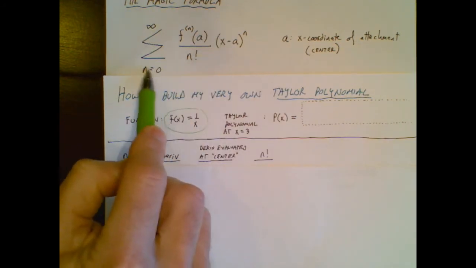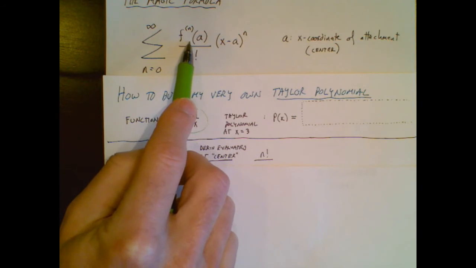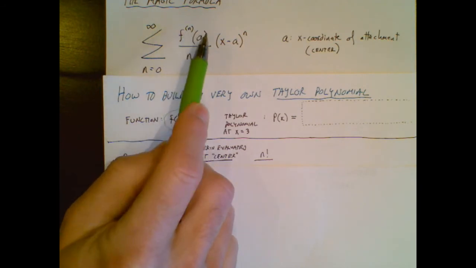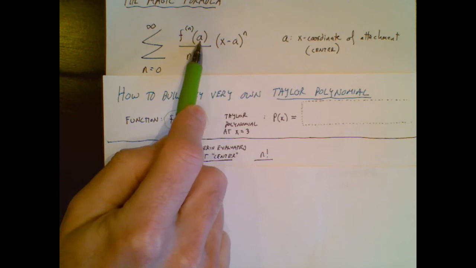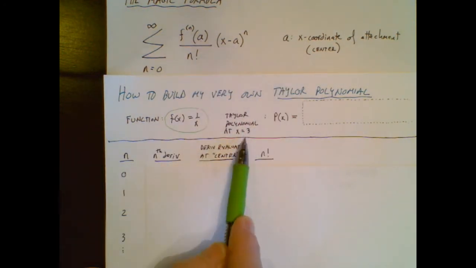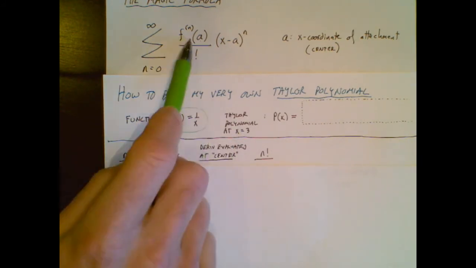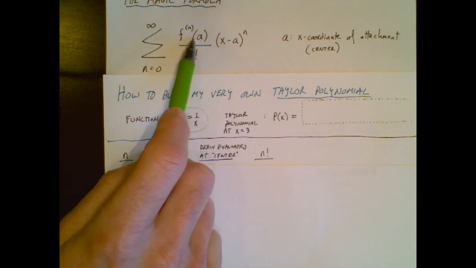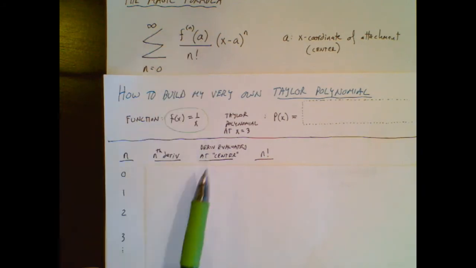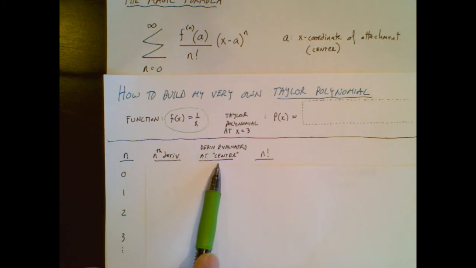That's going to take care of this. Now if I look at this part, this is symbolism that's saying the nth derivative at a value a, and a is where we're going to attach this. Well, we're going to attach it at x equals 3. So I'm going to need two things in my chart. I'm going to need the series of derivatives, and then I'm going to need what happens when I evaluate them at the center, which is in this case a.